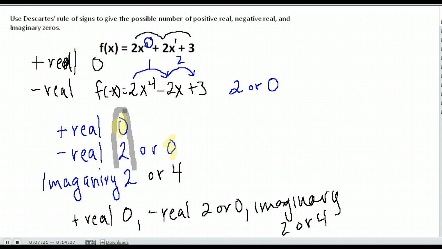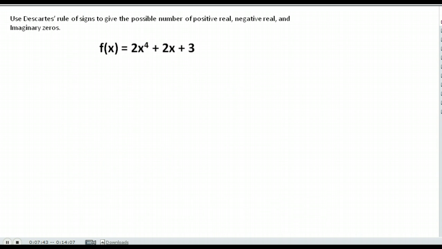Okay? So again, you find the positives and negatives, and then to find imaginaries, you look at your degree, and that's the total you'll need when you get your zeros. So now this is why they say it's a possibility, because we could have 2 or 0 negative reals. Just depends on the particular polynomial, and we could have 2 or we could have 4 imaginary zeros. Okay, hopefully you're getting the hang of this.